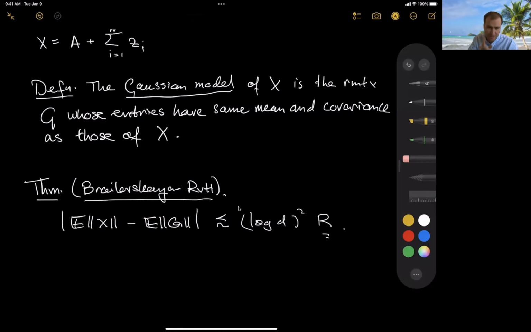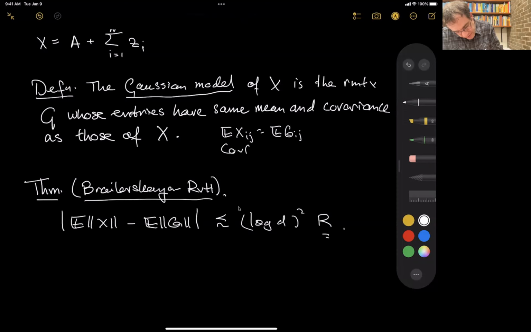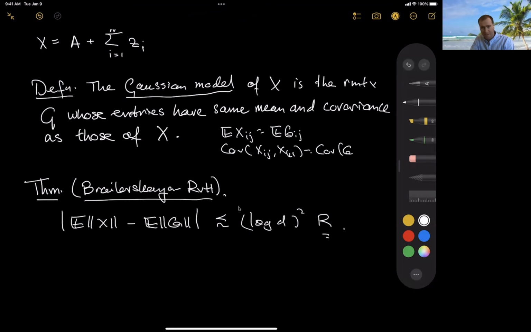Ramon, I'm sorry for interrupting. Yes. I think going back to my question, I still didn't understand it. It's right in the definition. You say that G has entries with the same mean and covariance as X. So it's just entries of Gij. Mean and covariance of these entries is the same as Xij. But what about between entries? There is some dependence. That's why I wrote covariance, right? So what I mean here is that the expectation of Xij equals the expectation of Gij, and the covariance of Xij, Xkl equals the covariance of Gij, Gkl.